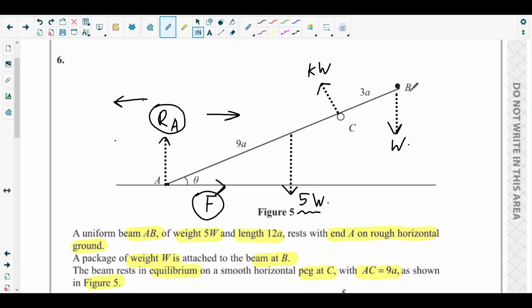And another clockwise moment is the, okay, we have to consider the perpendicular distance, not the direct distance. So we have to consider this distance. Okay, the direct distance is, this is fine, 6A.